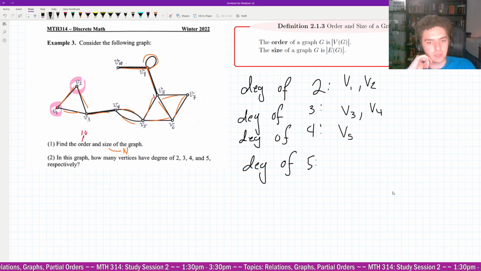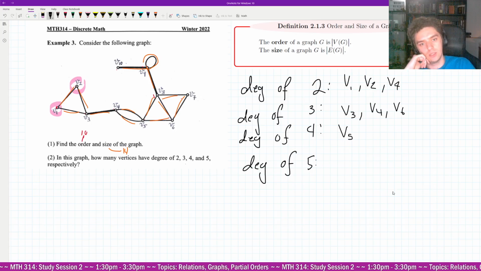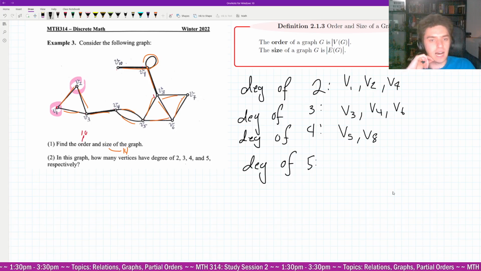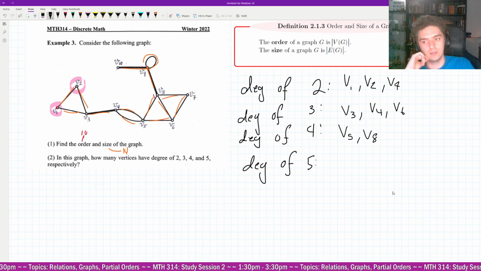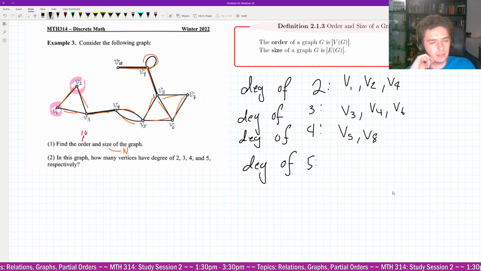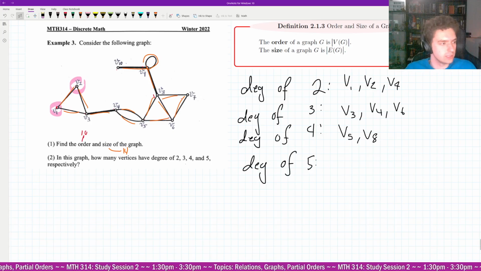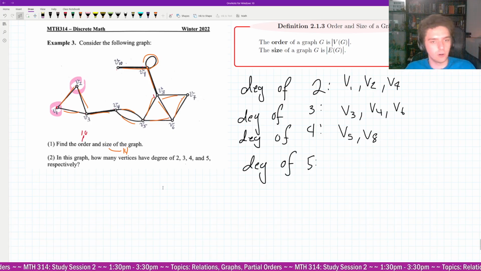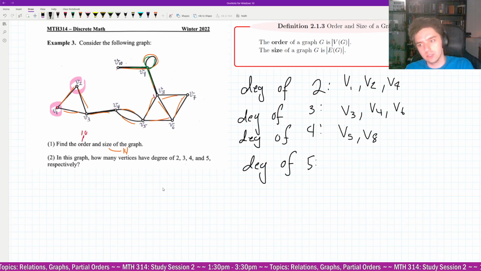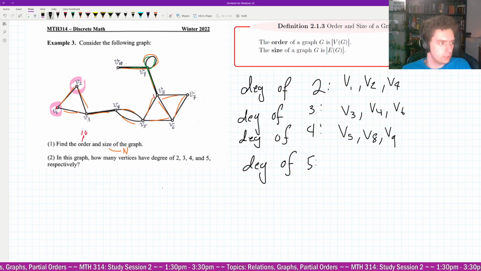V6 has a degree of 3, right? V6. V7 has a degree of 2. V8 has a degree of 1, 2, 3, 4, right? So V8. V9 has a degree of 1, 2, 3. 3? V9? Is that 4? Let me check what the answer is. V9 is 4. Okay, so a loop counts as 2. I just thought I forgot for a second if you count it as 2 or not. Yep. So you have 1, 2, 3, 4 edges coming from it, right? So it's going to be V9 there. Yeah. So a loop counts as 2 edges coming from the node.